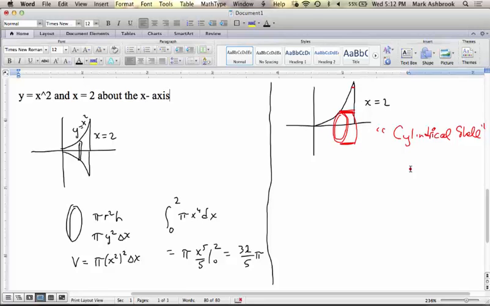So if we can get the volume of a typical shell, we add them all up from 0 to what? To 2? Yes, correct. Well, let's get our volume first, and then we'll worry about that. So the volume of a typical shell.